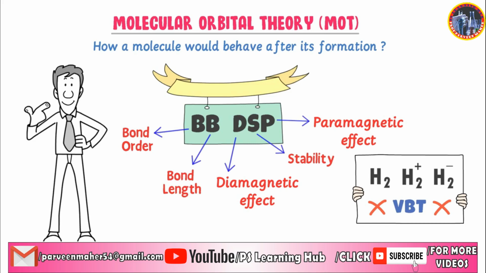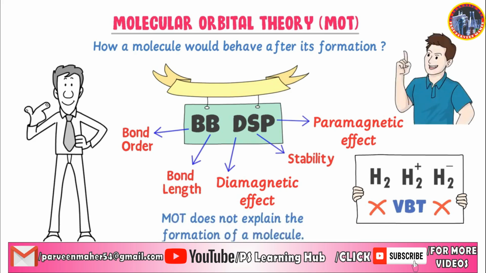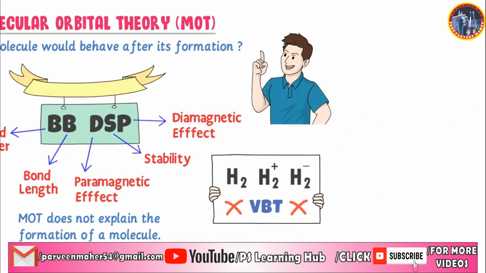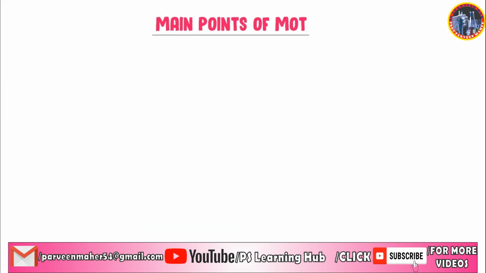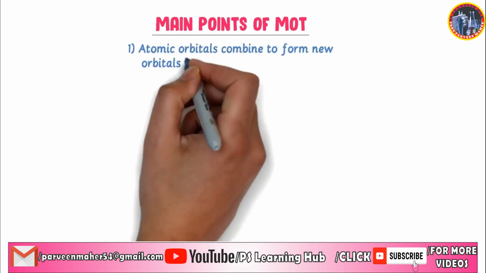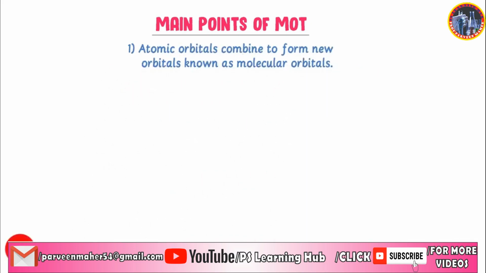Also remember that molecular orbital theory does not explain the formation of a molecule, but it only explains the behavior of a molecule. Now let me teach you the postulates or main points of molecular orbital theory. The first point of molecular orbital theory states that atomic orbitals combine together to form a new orbital known as molecular orbital. For example, consider these 2 hydrogen atoms.